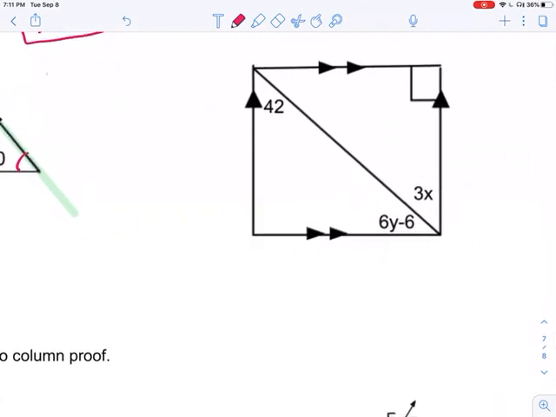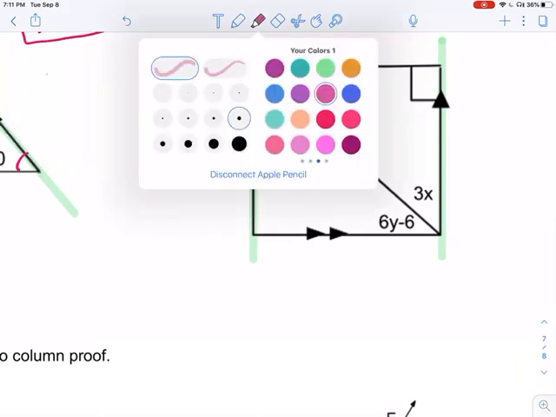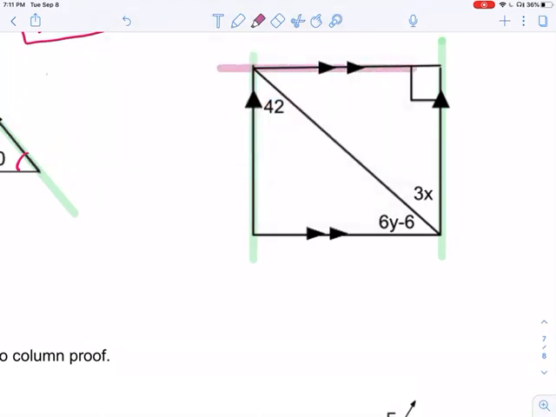And the last one, I have different sets of parallel lines here. I have this set here, and I also have this set of parallel lines here. So if we focus on the green lines first, I know that alternate interior angles are congruent. So 42 is going to be equal to 3x. So x is going to be equal to 14.